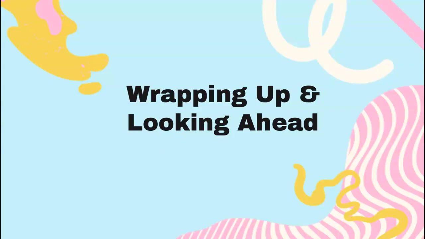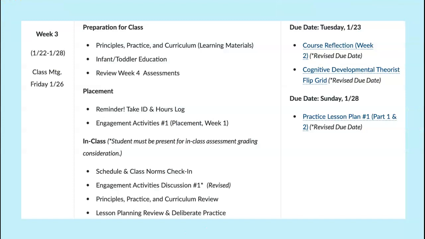All right, we're going to wrap things up and look ahead now. On our schedule, beginning week 3, you will start to see the notation of revised due date. It's really only for week 3, so there's actually been very little revision as far as the closure that we experienced this week. So next week, we're meeting on Friday, January 26th.